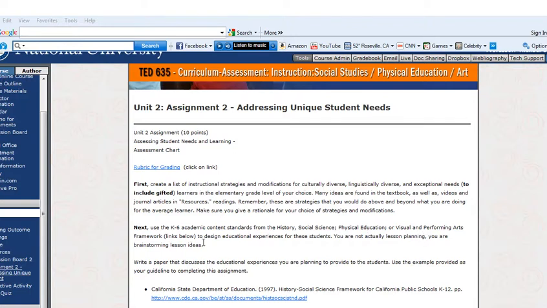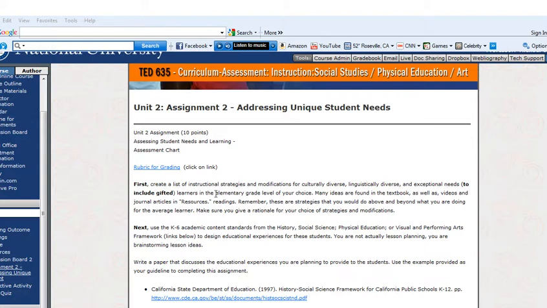arts frameworks, you design an educational experience for these students. You're not actually lesson planning, you're brainstorming lesson ideas. And then you write a paper and discuss the educational experiences that you're planning to provide to the students. Use the example paper that's in DocSharing as your guideline for completing this assignment.